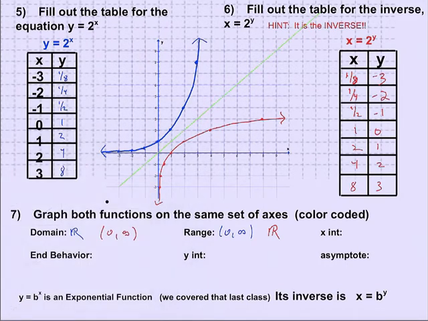Going back to the y equals 2 to the x, if we look at the x-intercept, we can say that there was none. Because remember, the exponential function never actually gets down to 0. 2 to the x can never be 0. 2 raised to a power is always something. But the y-intercept was (0, 1).